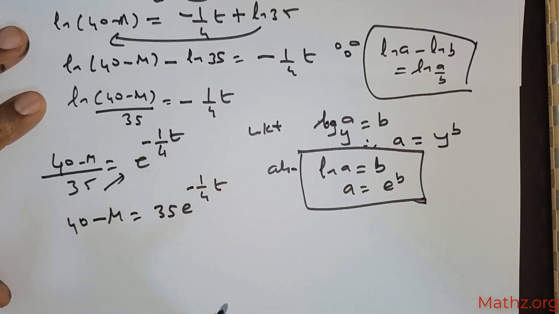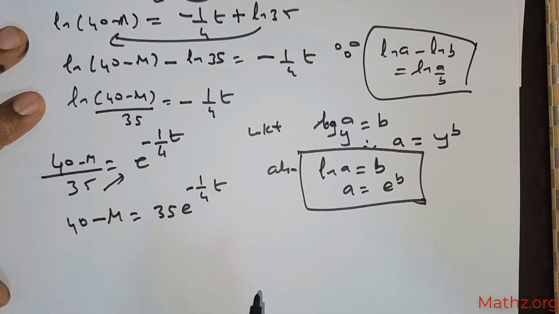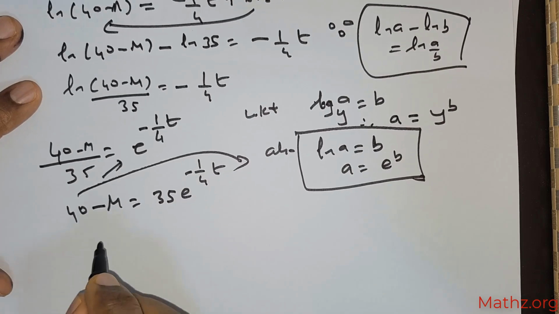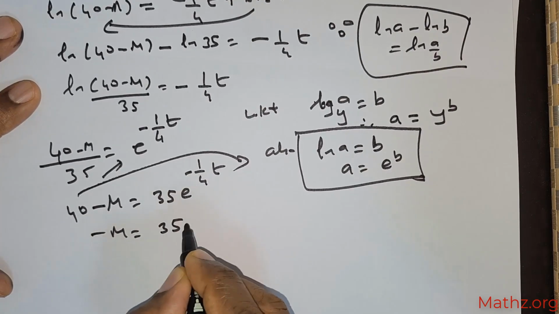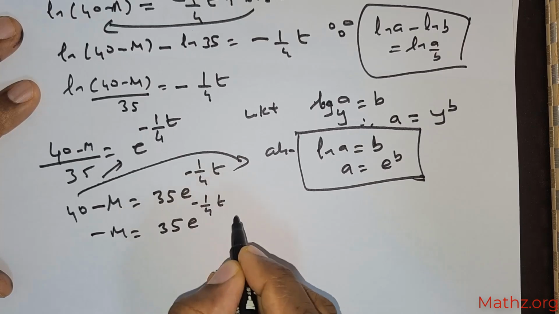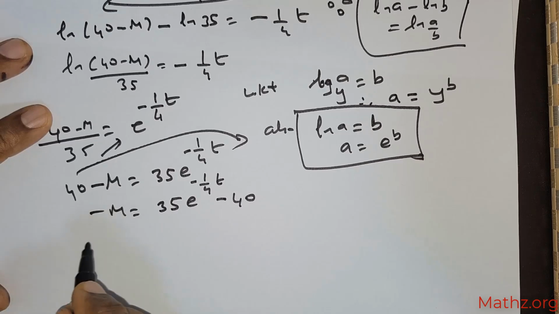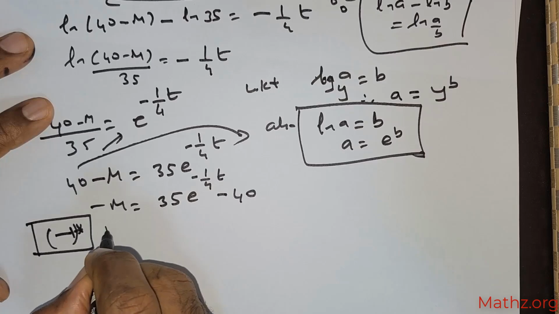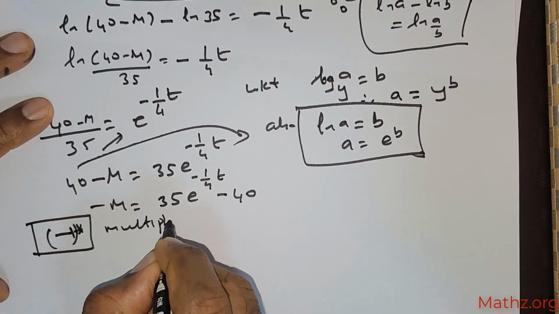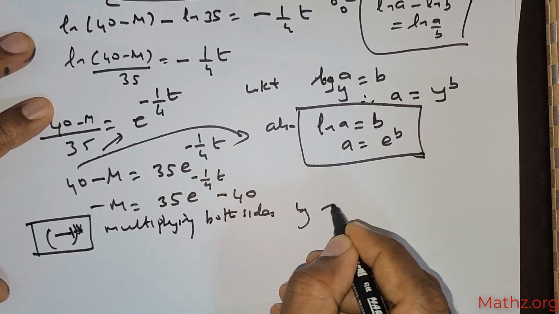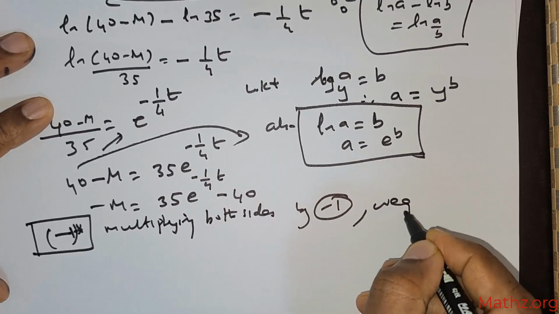Now what we have to do is get the value of m. You can move this to the other end. So you get negative m is equal to 35 times e raised to the power of negative 1 over 4 times t, minus 40. But since I need m, I'm going to multiply both sides by negative 1.